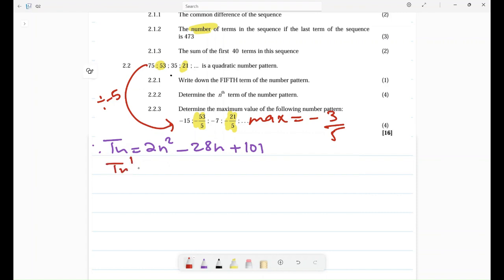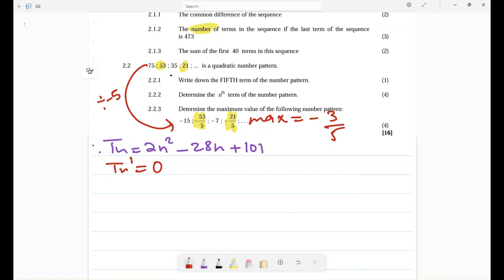Remember, I know that Tn prime should be equal to 0, right? You can also use n equals negative b divided by 2a. You'll see you'll get the same answer. The derivative of Tn should be equal to 0 at the maximum. But what is Tn prime?